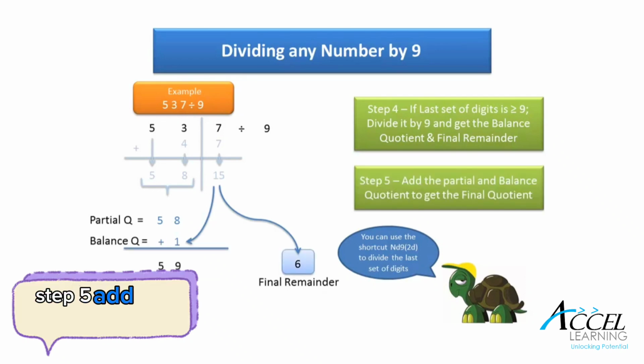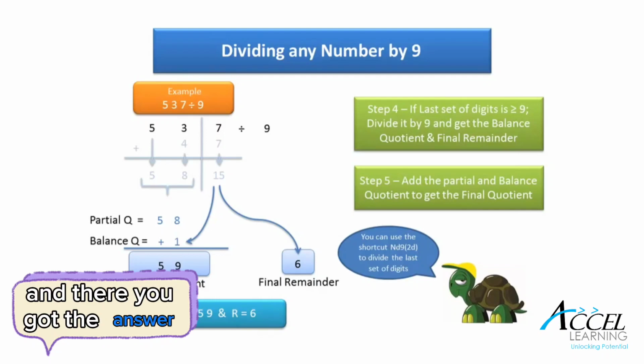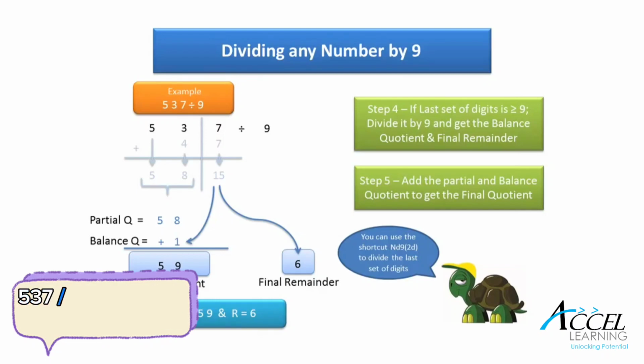Step 5. Add the partial and balanced quotient to get the final quotient. And there you got the answer. 537 divided by 9 is equal to 59, remainder 6.